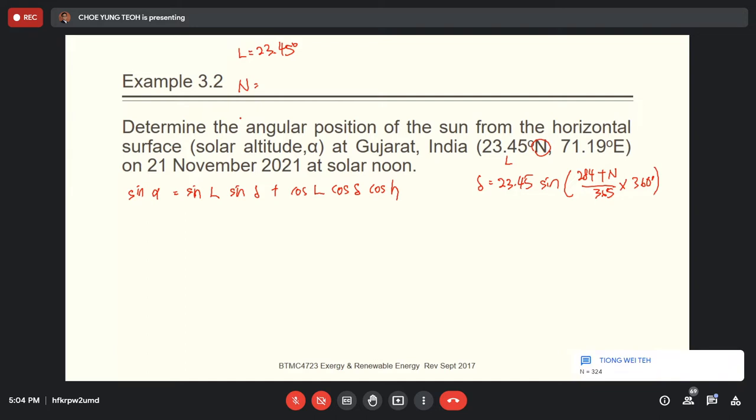324. Don't wait. Any other answer? 324 or 325. Okay, let's say we start from January. It is 325. Yes, we have to include the 21st of November, because now we are on that day, so we have to use the number of that day. You also can subtract from behind: 365, minus December, which has 31 days, minus 9 days from November, so it will get 325. So now you can find the declination angle.